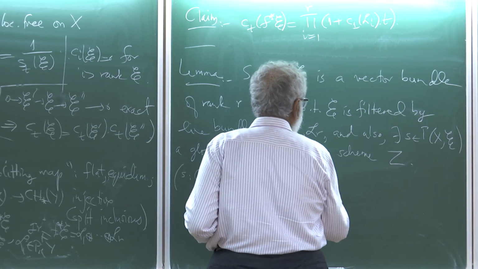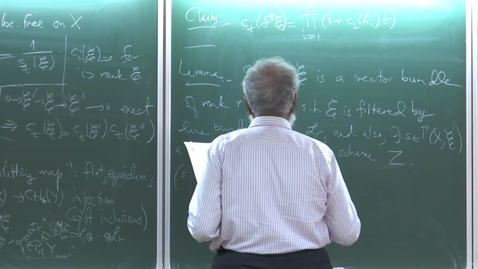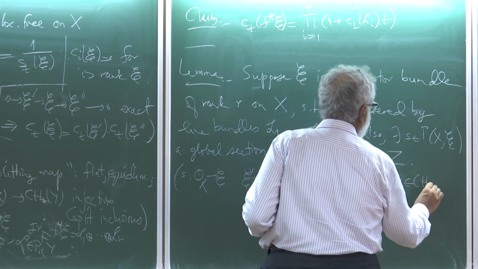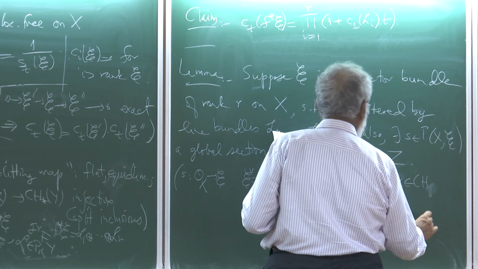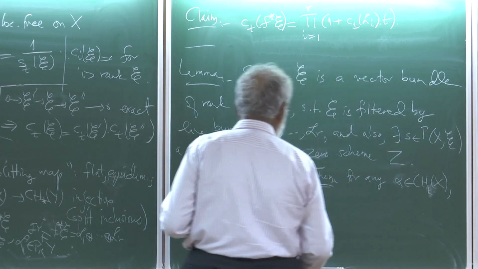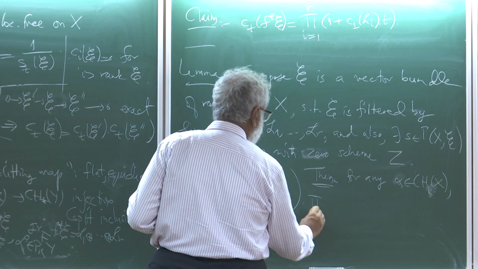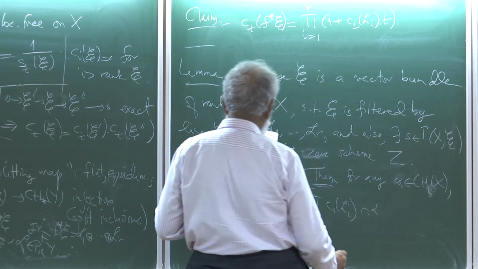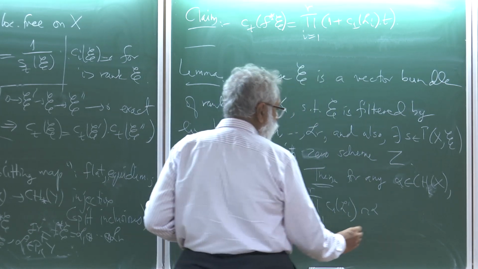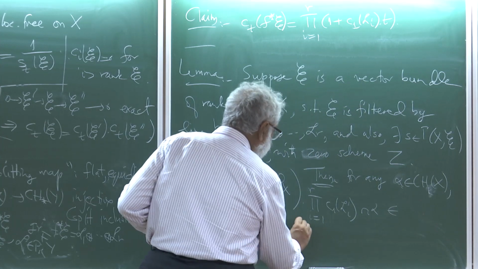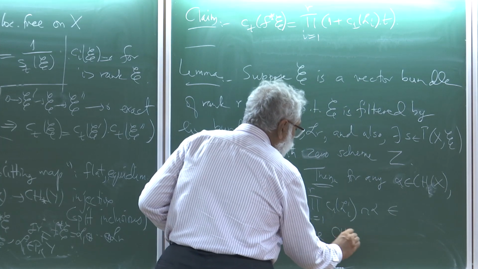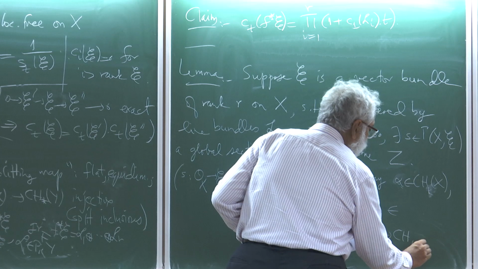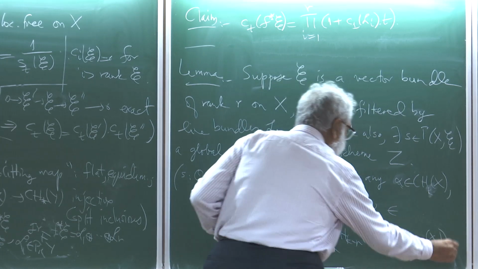Then the assertion is, for any class alpha in Chow K of X, if I look at the following product, the assertion is this belongs to the image of Chow K minus R of Z to Chow K minus R of X. That's my assertion.